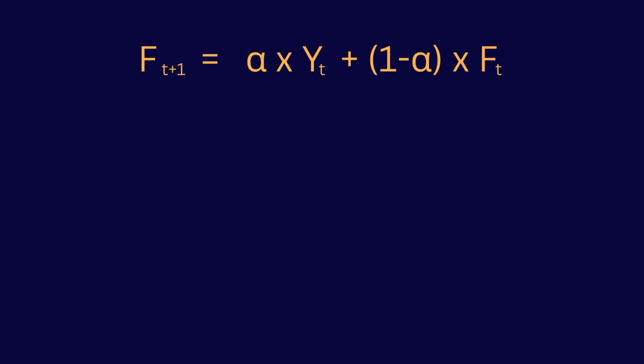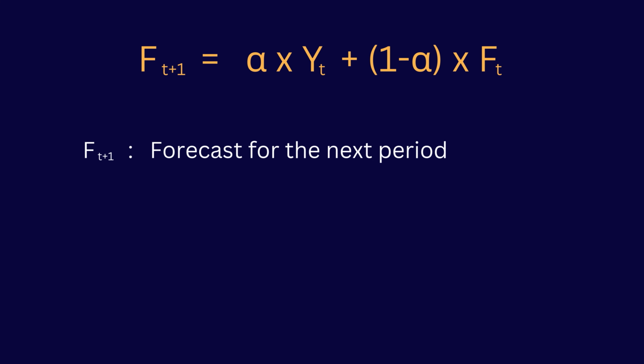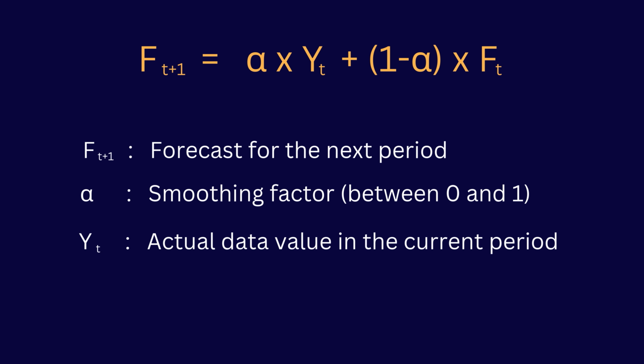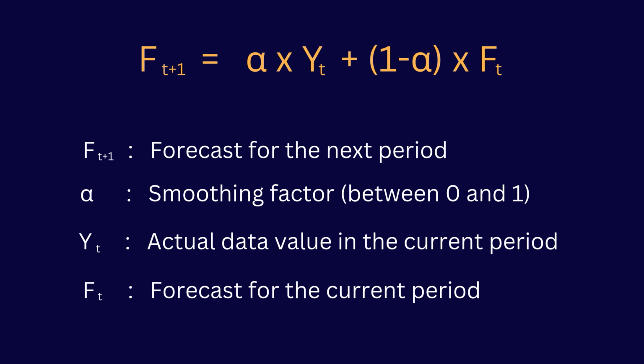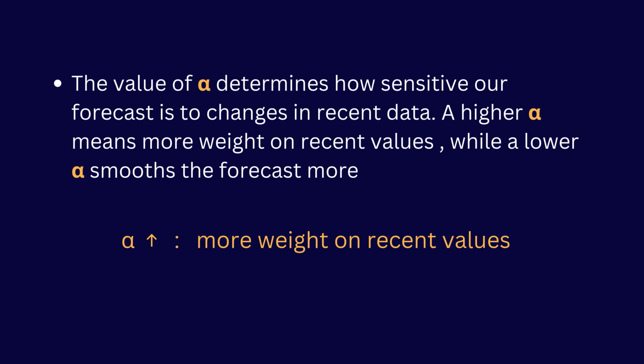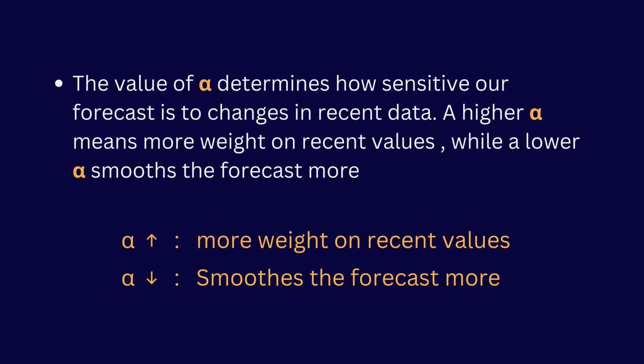This is the formula for single exponential smoothing. F(t+1) equals alpha multiplied by Y(t) plus (1 minus alpha) times F(t). In this formula, F(t+1) is the forecast for the next period. Alpha is the smoothing factor, so it should be between 0 and 1. Y(t) is the actual data value in the current period and F(t) is the forecast for the current period. The value of alpha determines how sensitive our forecast is to changes in recent data. A higher alpha means more weight on recent values, while a lower alpha smooths the forecast more.